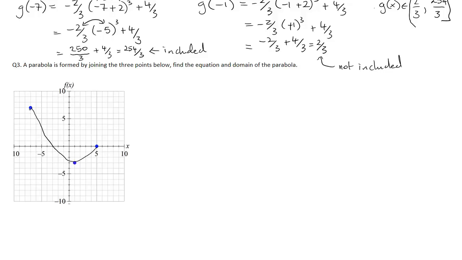Now, it looks like these points are inclusive, the endpoints. So I'm just going to read what that point there is and what this point here is. So I can already find the domain. X is an element from the minimum number, which is inclusive of -7, up to the maximum number, which is 5, and that's included. So that's the domain. We've done that. We also have to find the equation.